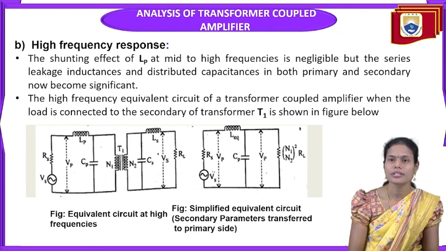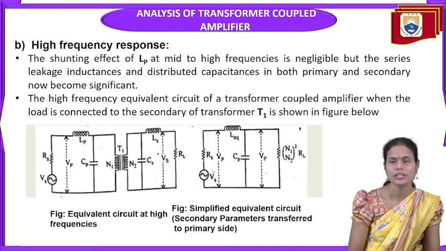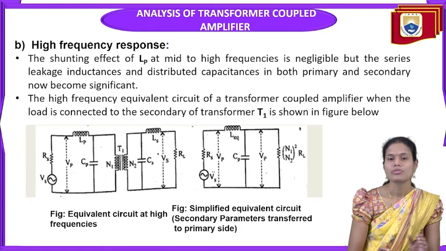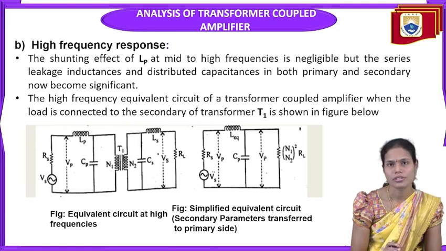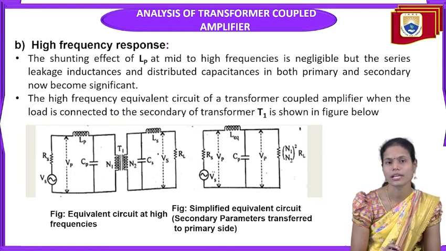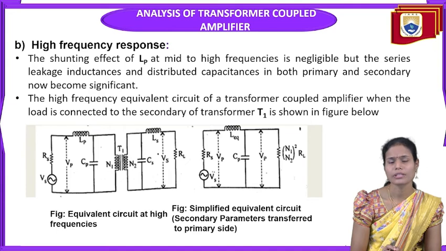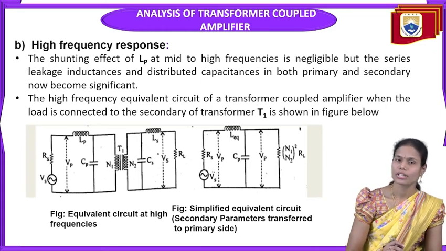Similarly, if you see the high frequency response of the transformer coupled amplifier, the shunting effect of the LP at mid to high frequency is negligible. We do not take the inductance of the primary winding in the case of high frequency signals. Why? Because if the frequency increases, the reactance of the inductor also increases, so it cannot accept the signal and cannot provide a high voltage, so the gain cannot be high. That's why we neglect the effect of the LP here.